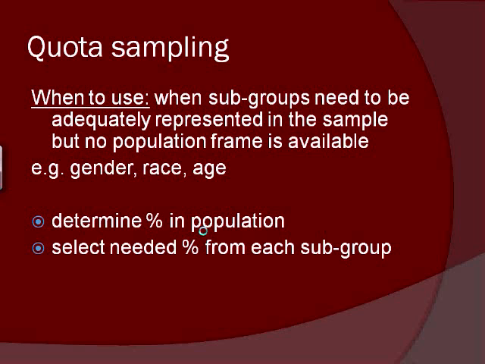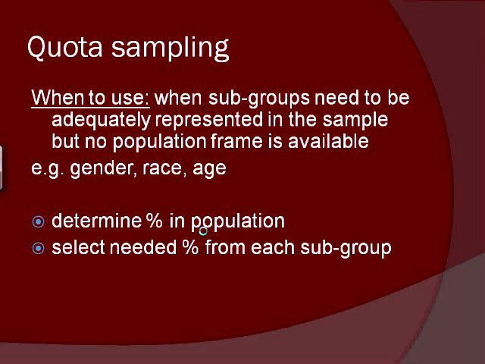What we do to obtain a quota sample is first we determine what are the percentages of our categories of interest in the population. So for instance, what are the percentages of men and women in my population of interest? What are the percentages of different racial groups in my population of interest?